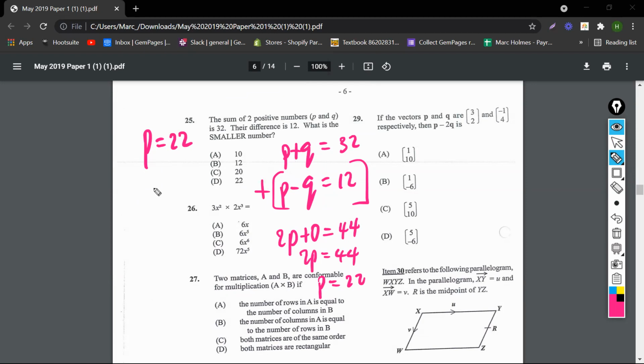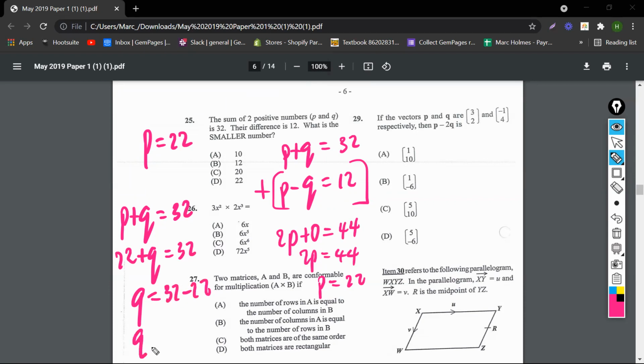Then it's kind of easy to see that P plus Q is equal to 32. So 22 plus Q is equal to 32. So that means Q is equal to 32 minus 22. So Q is equal to 10, right? So what's the smaller number? The smaller number is Q, which is equal to 10, and the answer is A.